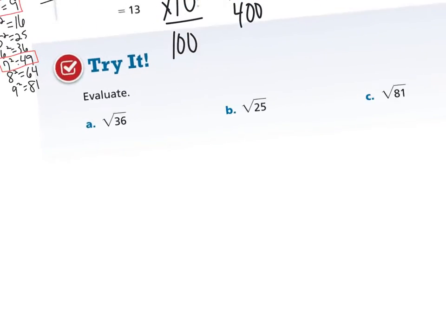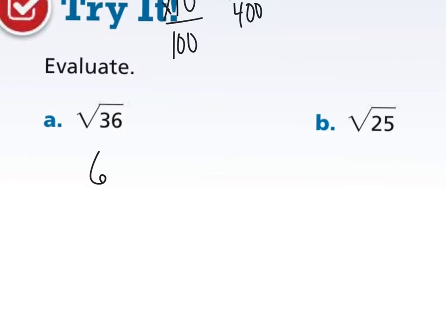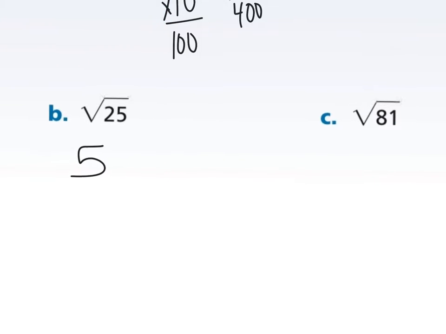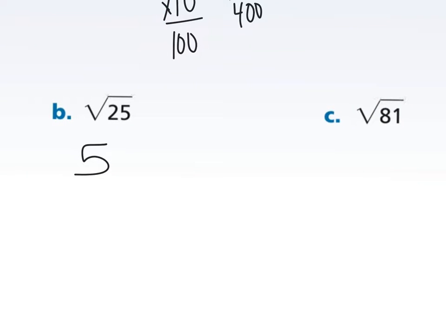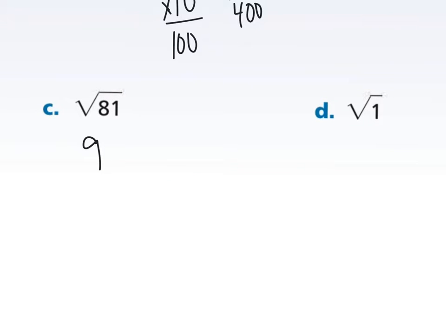So if we look at the try it, part A, we're looking for the square root of 36. So square root of 36 is 6 because 6 times 6 equals 36. Part B, we've got the square root of 25. That would be 5 because 5 times 5 equals 25. Part C, square root of 81. So that would be 9 because 9 times 9 equals 81. And part D, square root of 1, is 1 because 1 times 1 equals 1.